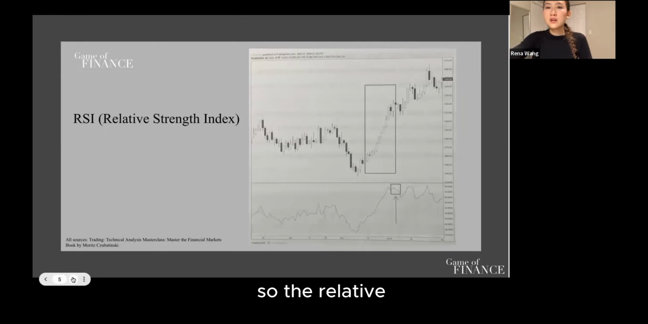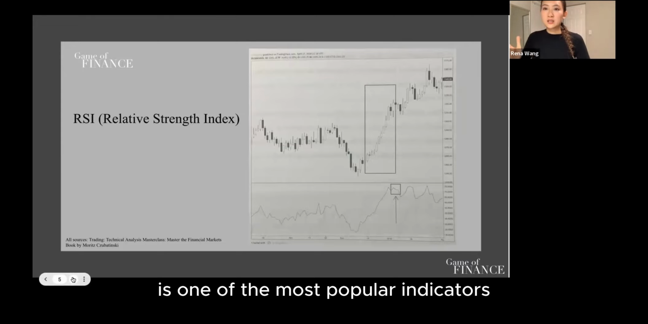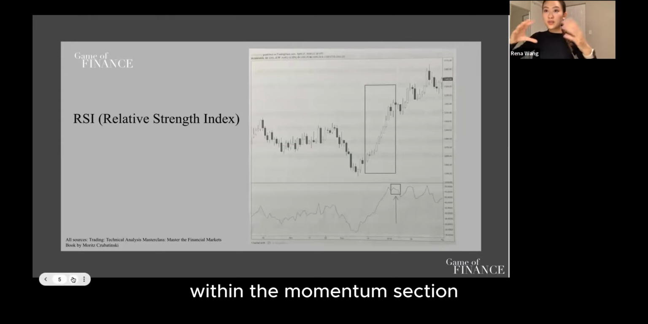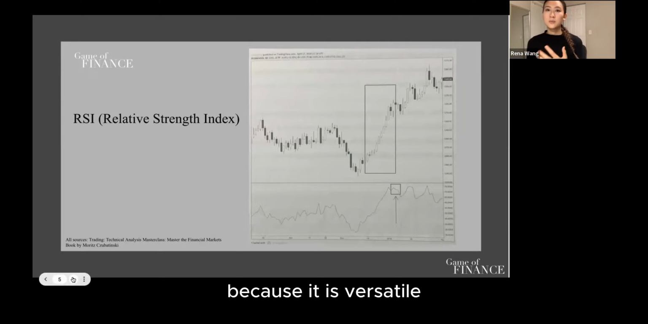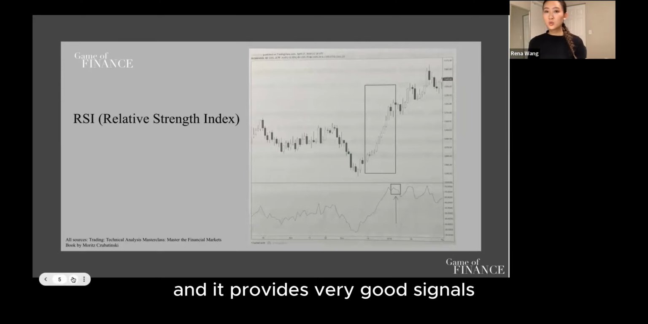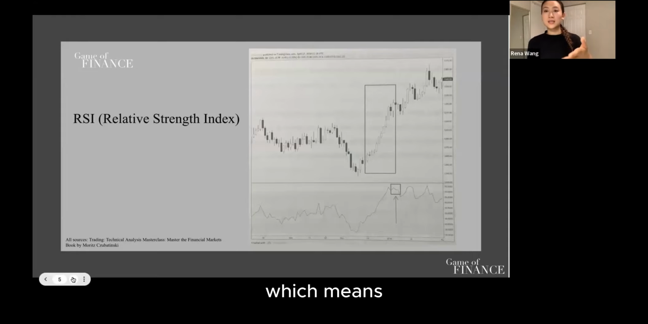The relative strength index is one of the most popular indicators among traders within the momentum section because it is versatile and it provides very good signals when used in the right situations. And the relative strength index is a momentum indicator, which means it indicates the direction and the strength of the movement, okay? So let's talk about this image and exactly how this indicator works.